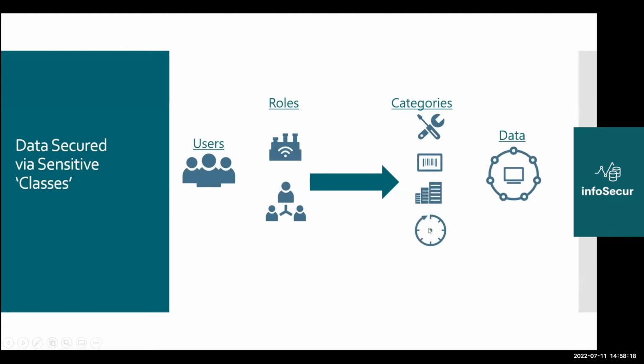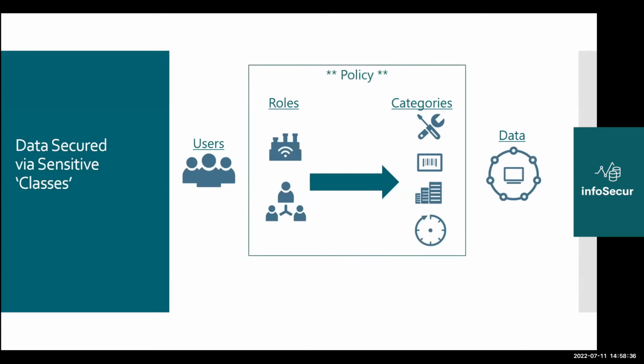Categories can be used as filters for rows in your data set. They can be used as flags or tags for columns in your data set. And they can be leveraged to implement masking policies as well as filtering policies. So when you take a role and map it to a set of categories, you've created a policy, so to speak. In infoSecure, we call these sets of rules, which are made up of categories, classes. And when you map them to a role, then you've created your first policy.